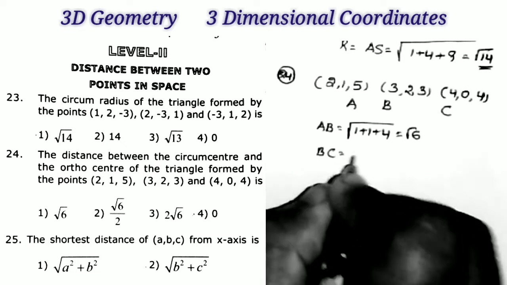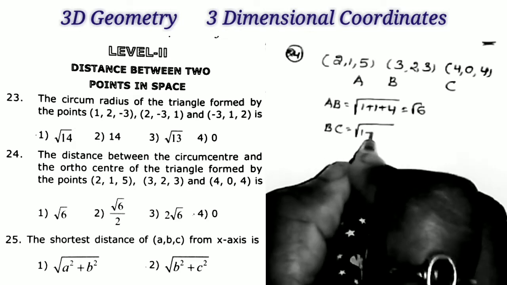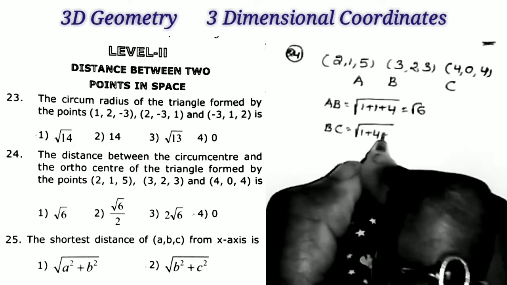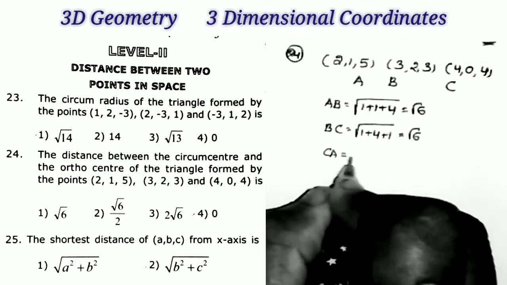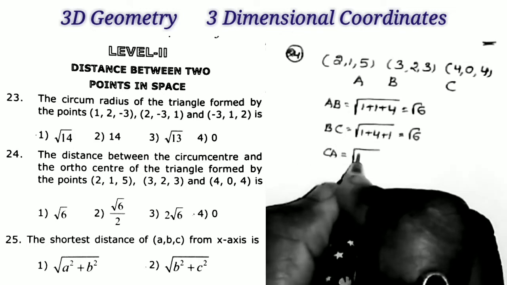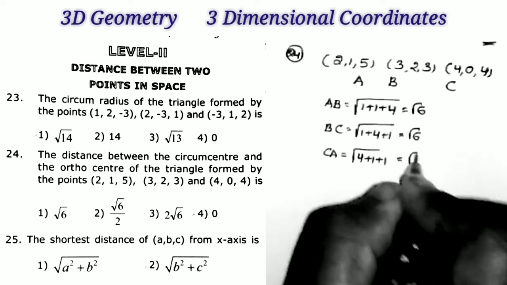What is the BC distance? Square root of (3 minus 4) whole square, 1; (2 minus 0) whole square, 4; (3 minus 4) whole square, 1. That is equal to root 6. And what is the CA distance? Square root of (2 minus 4) whole square, 4; (1 minus 0) whole square, 1; (5 minus 4) whole square, 1. That is equal to root 6.